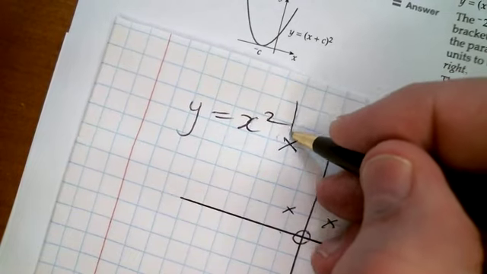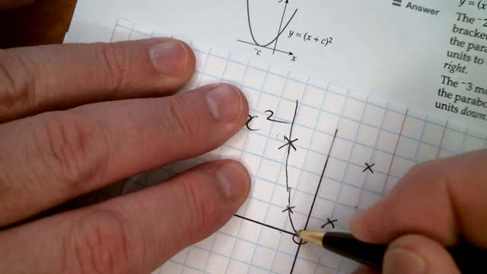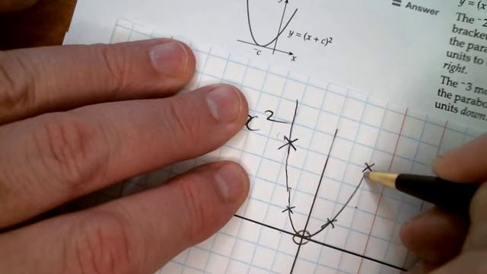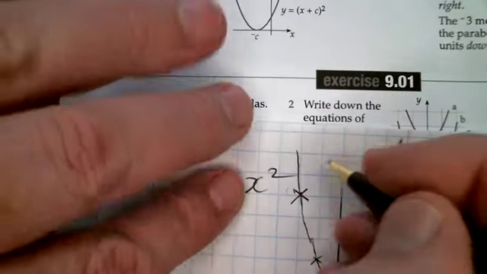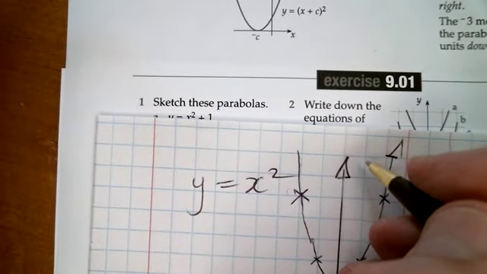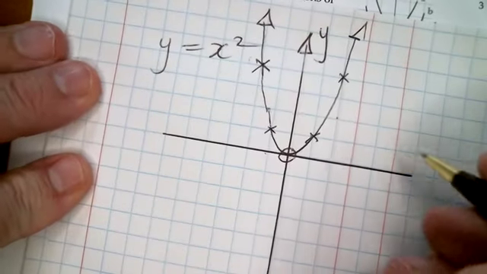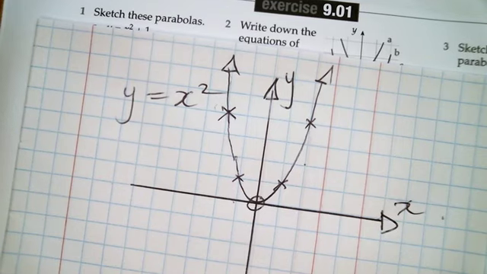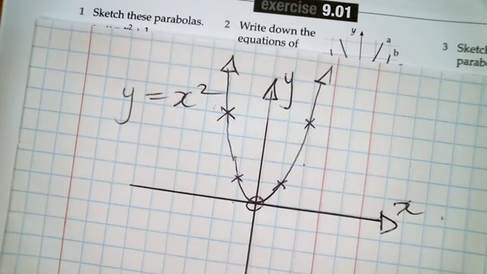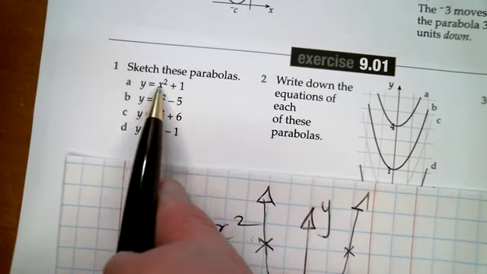It comes down through here. It turns around. Sorry, this paper's not very good. It comes around and heads back up like this. So this is my y. Okay, that's my y. This is my x-axis. And that's my parabola.